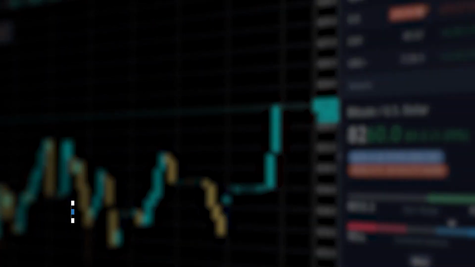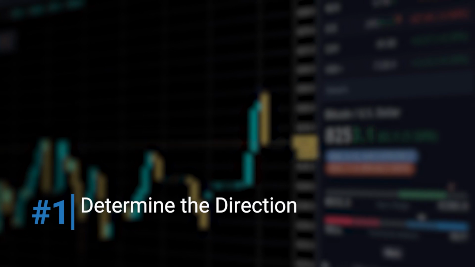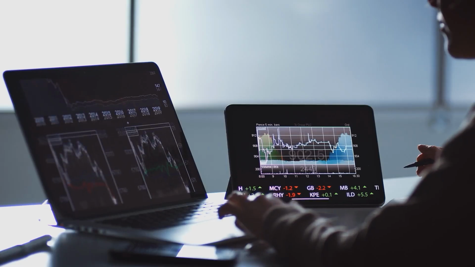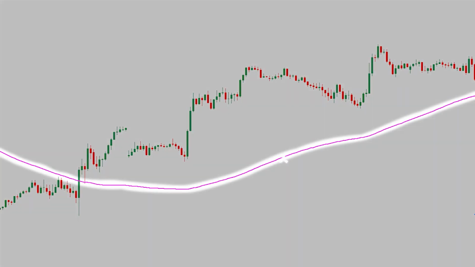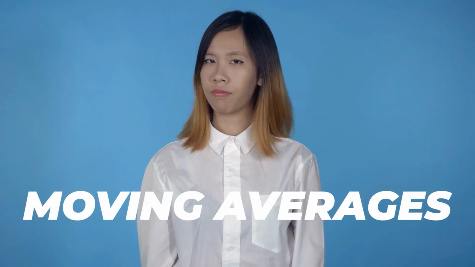In the first step, we'll put together our reasoning to determine which direction we'll be looking to trade the market. Part of this will include looking at higher timeframes and taking notice of how the influence line is behaving. And in case you're wondering, no, this has nothing to do with moving averages.